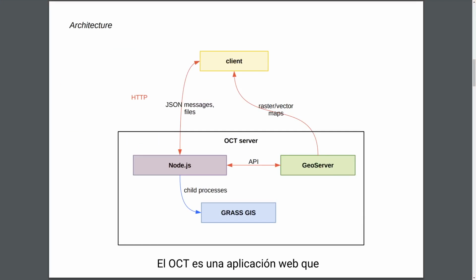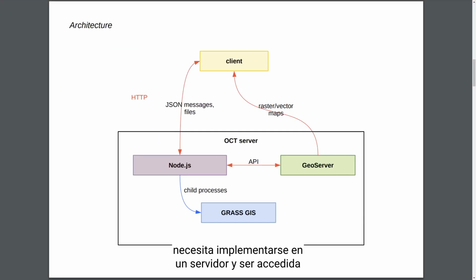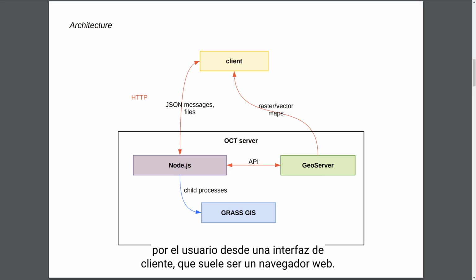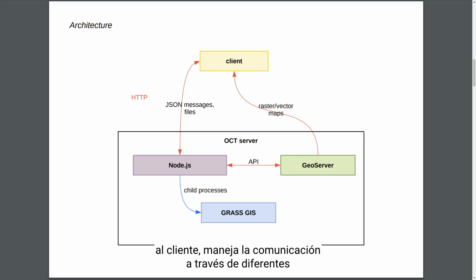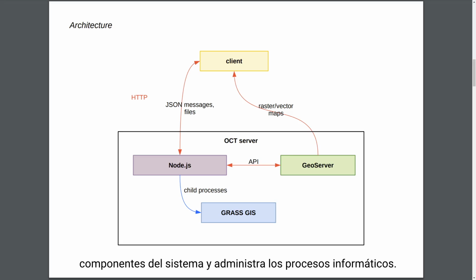The OCT is a web application that needs to be deployed on a server and accessed by the user from a client interface, which is usually a web browser. The software architecture of the OCT is composed of three main parts. First, the Node.js application. It is the centerpiece of the system. It provides the rendered user interface to the client, handles communication across different system components, and manages computing processes.